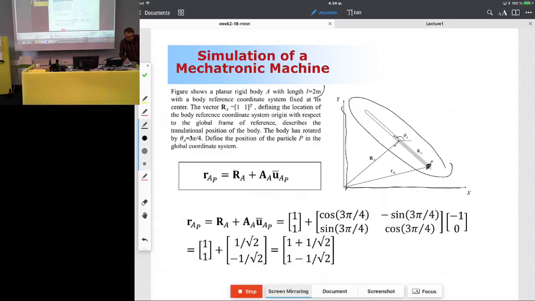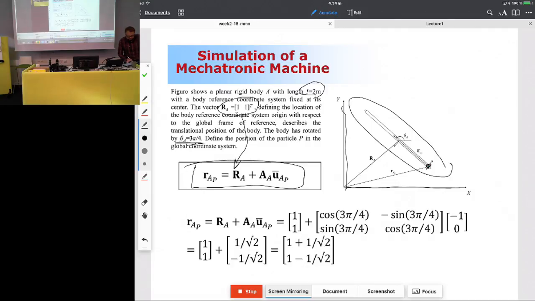It's mentioned here that the beam-like body has a length of 2 meters, 2 units. The body reference coordinate system is located in the middle of the beam-like body, and it has been translated 1 unit in the X direction and 1 unit in the Y direction, global directions. And then the angle is provided here: the body reference coordinate system is rotated by an amount of 3π divided by 4. All right? So I need this equation, and I simply substitute in everything here.